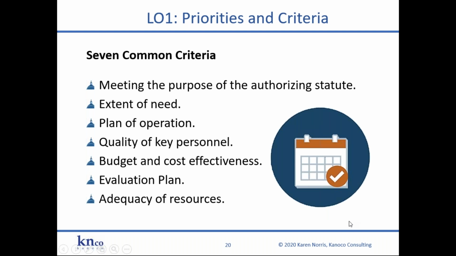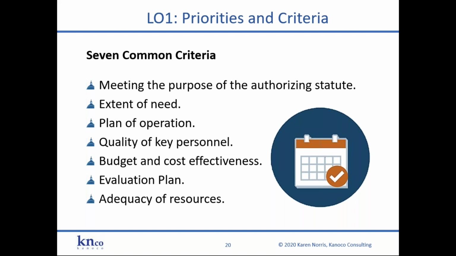So here are 7 common criteria that are used across federal agencies, across federal programs. Now, they're not the only criteria, and as I said, there can be some differences from one grant program to the next, but here's a really good place to start. So first of all, they want to know if you're meeting the purpose of the authorizing statute. The authorizing statute is going to define what's the absolute priority of the grant.